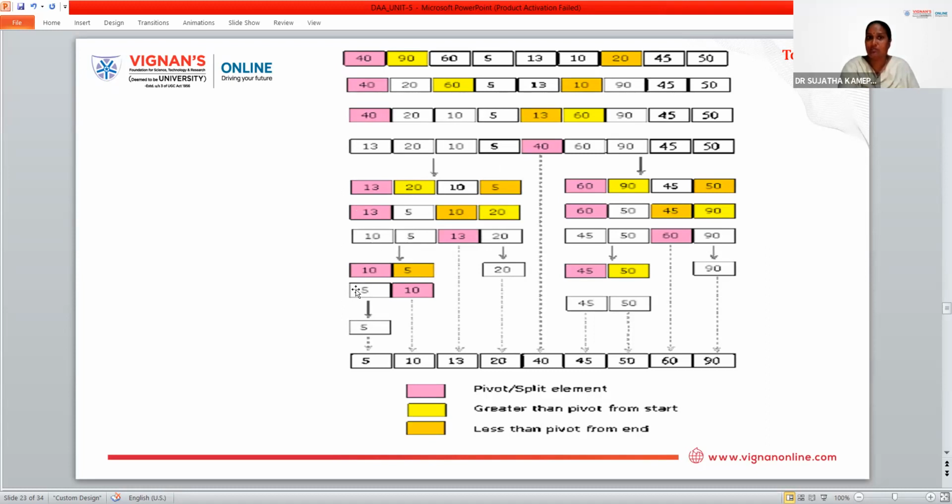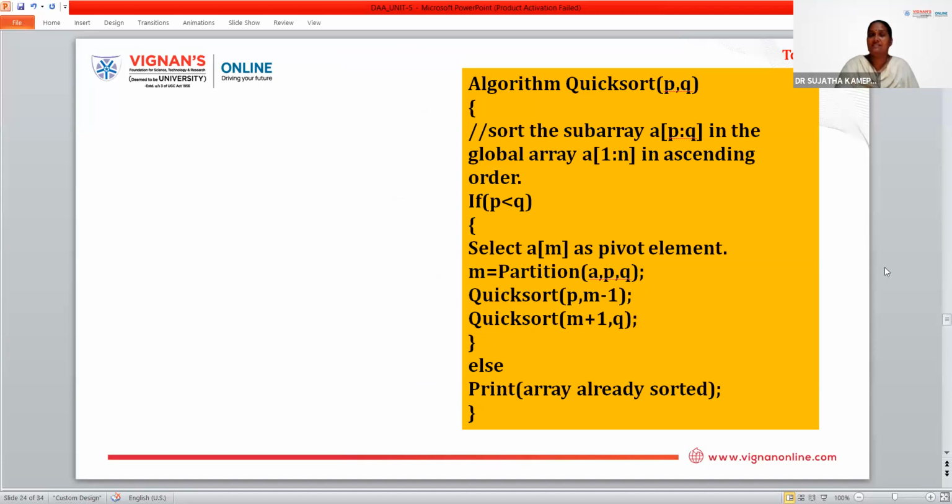10, 5. Both are swapped with each other. I'll get a sorted subarray here. The same procedure is continued here. Same procedure continued and we will sort the array and they are to be combined to get the sorted array. Right. Now here, this gives the algorithm for quick sort.